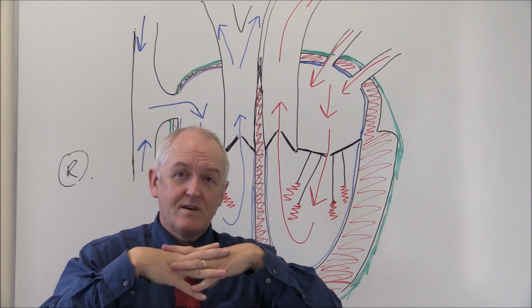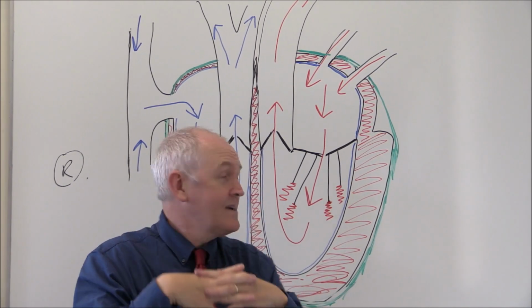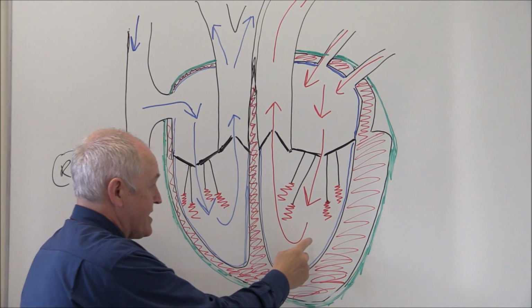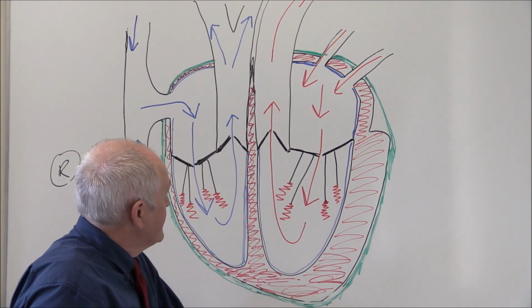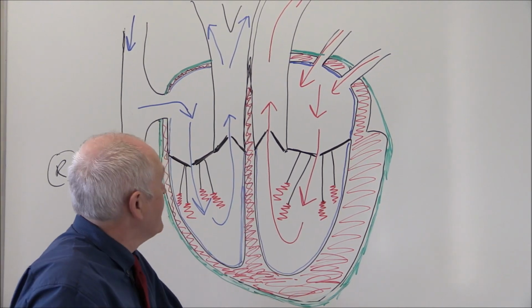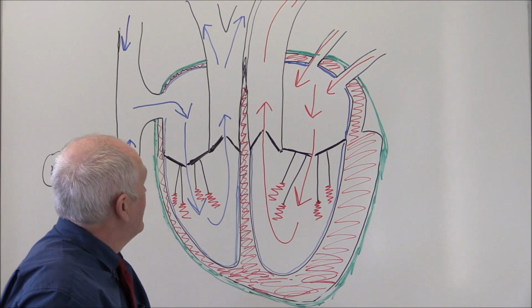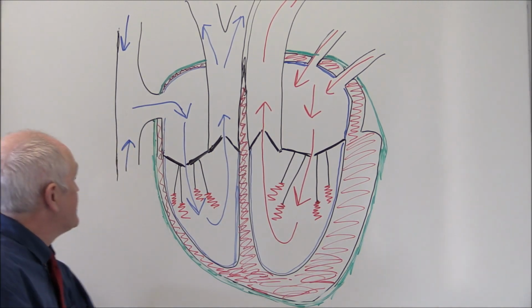The valves are not actively contracting. They're opening and closing as a result of pressure changes developed by the contraction of the heart and the venous return of the blood. And the same situation on the other side.